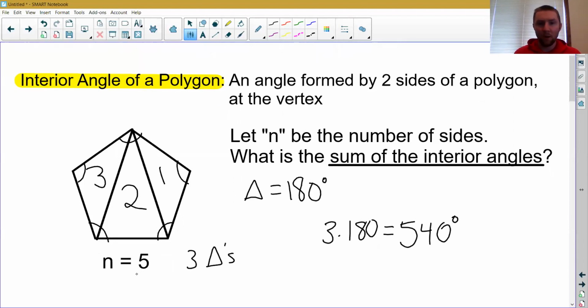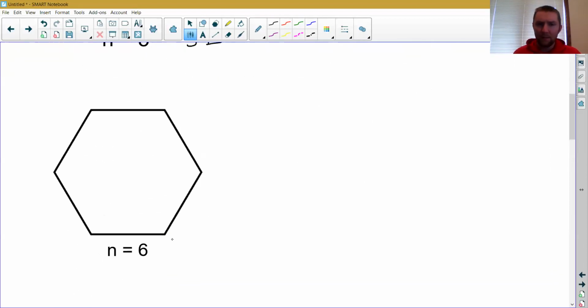Let me show you another example here. Here I have a 6-sided shape. This 6-sided shape has 6 interior angles, and I want to find the sum total of all of those interior angles. I want to sum together this angle, this angle, this angle, this angle, this angle, this angle, those 6 angles added together.